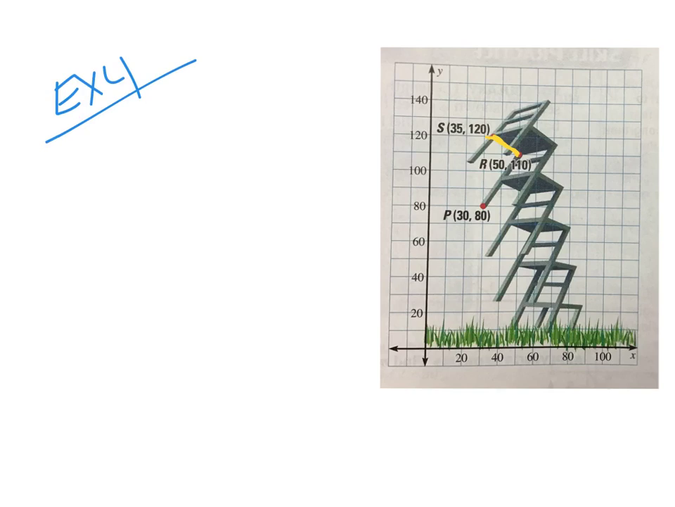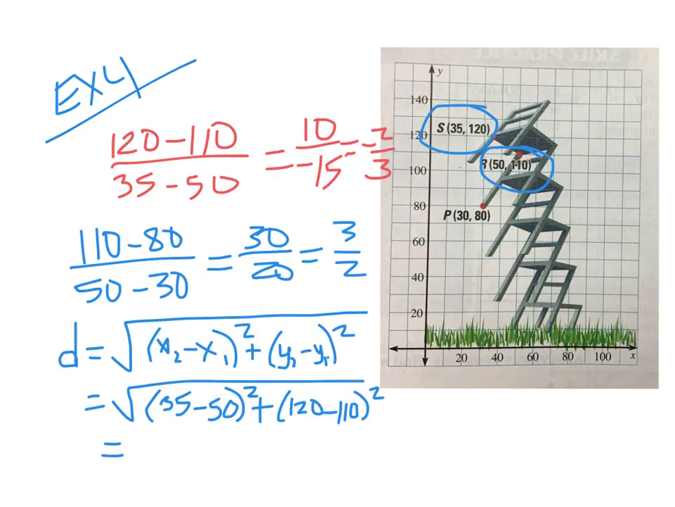Woohoo! Do you guys remember the distance formula? No. So first we have to find the slope. So you use these two points. So we're going to have 120 minus 110.